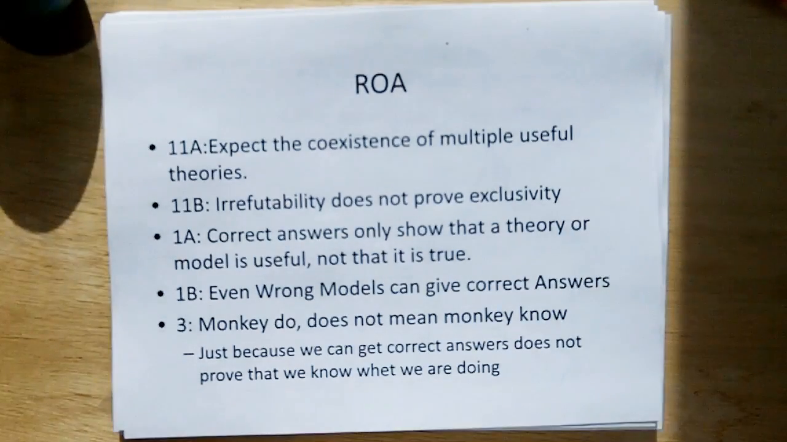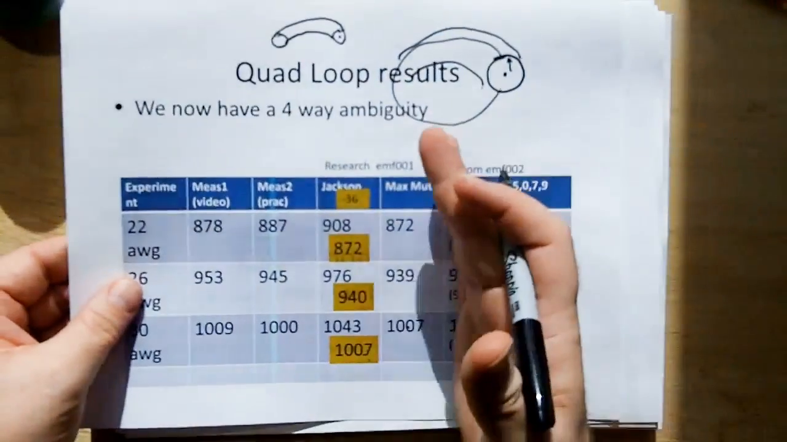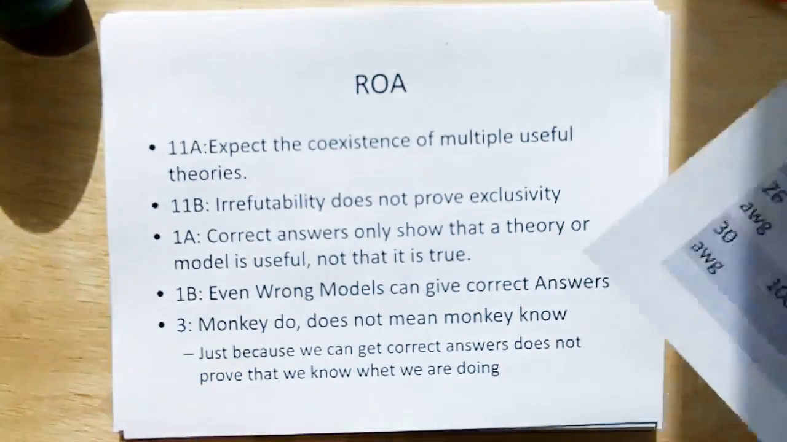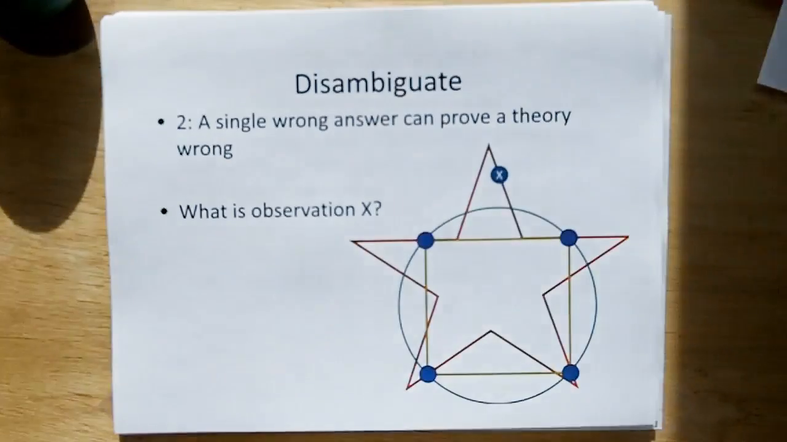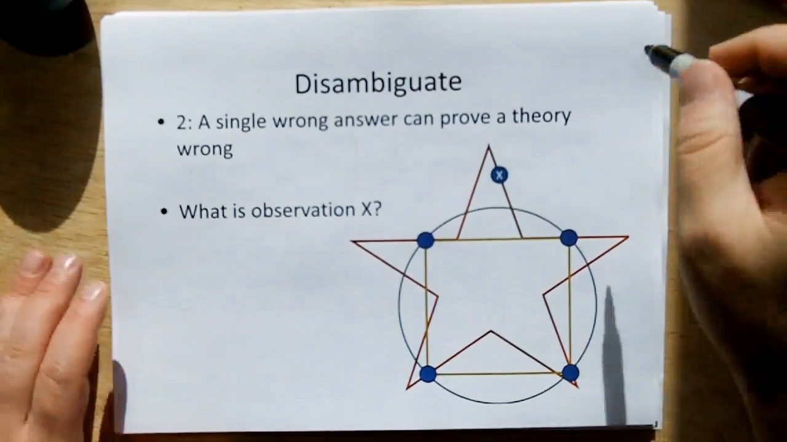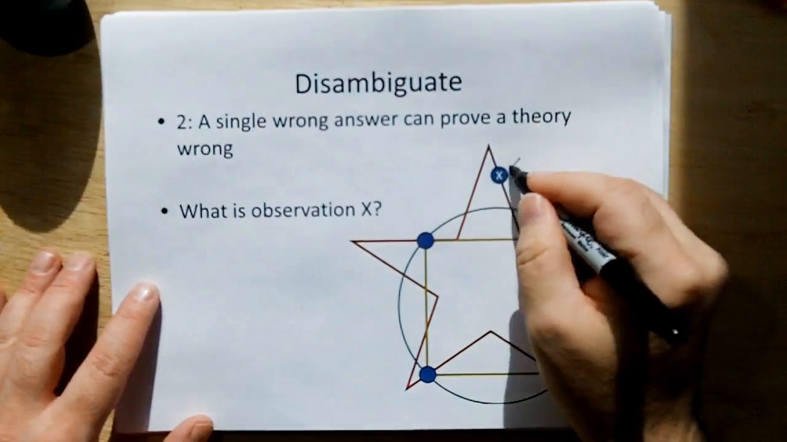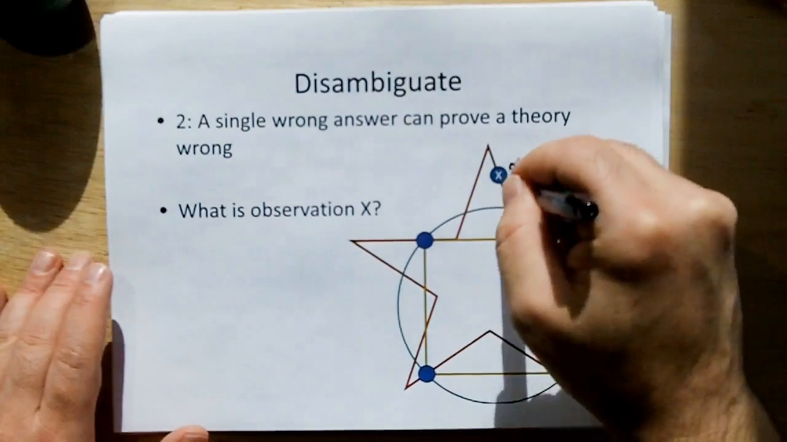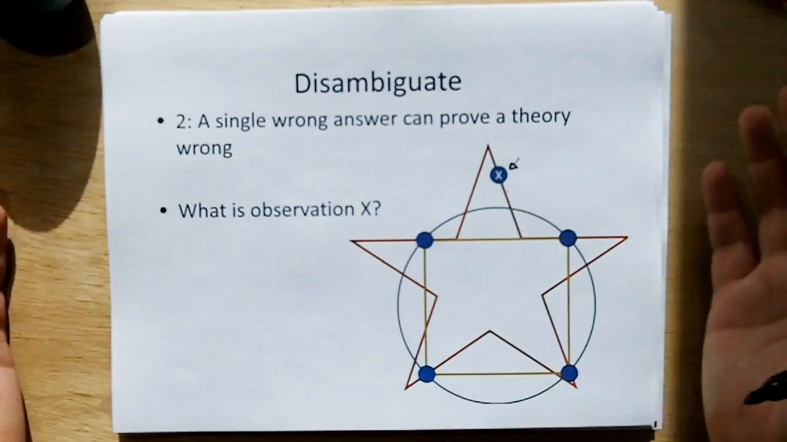And I'm not going to read this, it's Rule of Acquisition 11, which this is a perfect example for. You can read those on your own. So what we're going to use, we need Rule of Acquisition number 2, where a single wrong answer can prove a theory wrong. We need to find observation X, which will prove one of the models over all the others.